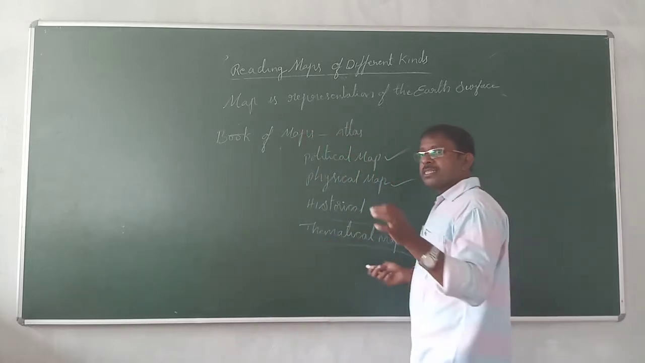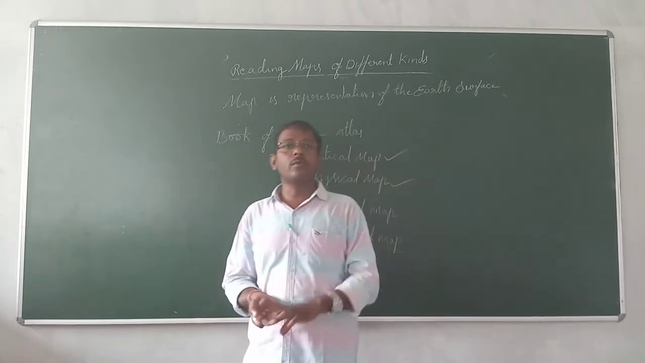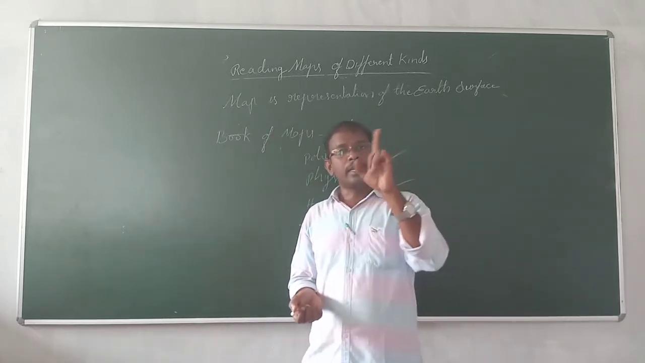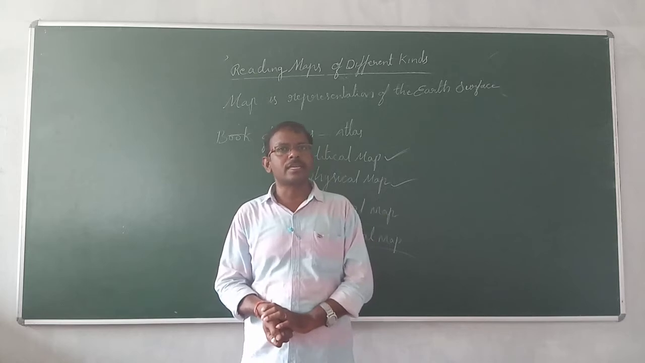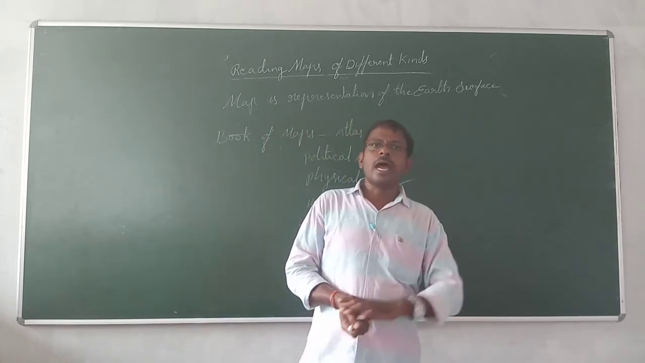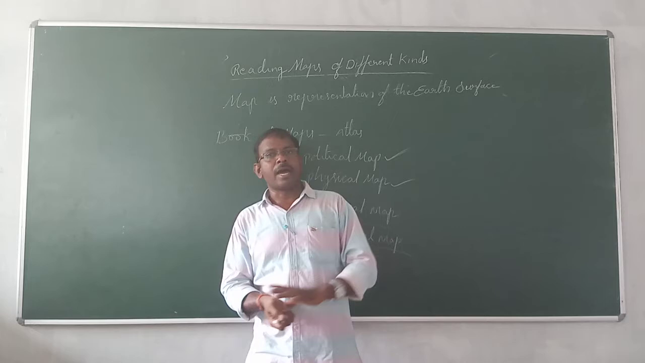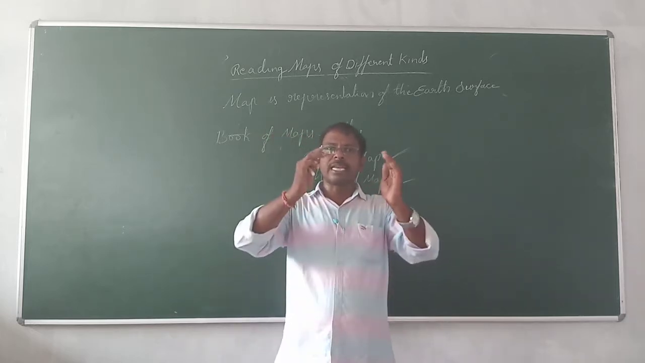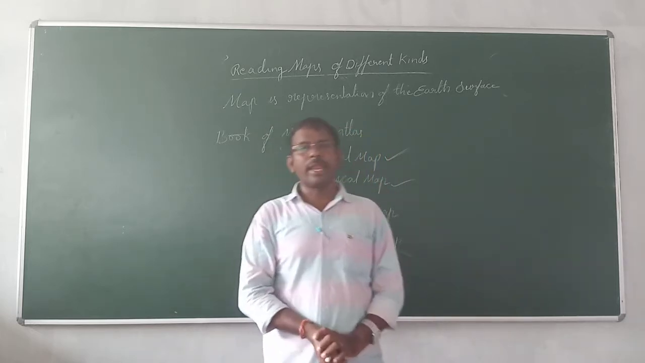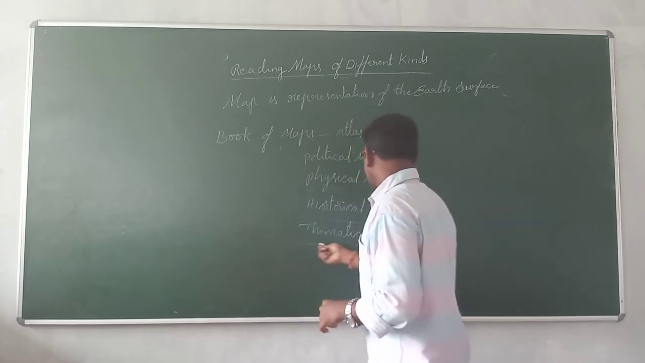Thematical map: it will tell us only one aspect. Like rainfall, that map is a rainfall map, and a temperature map, crops map, minerals map. That is telling us only one thing, one aspect. Those maps are known as thematical maps.